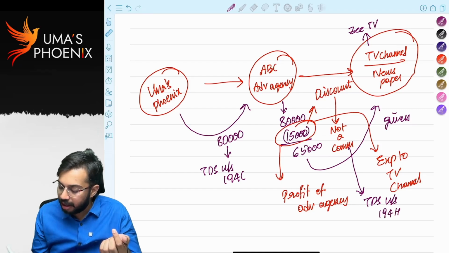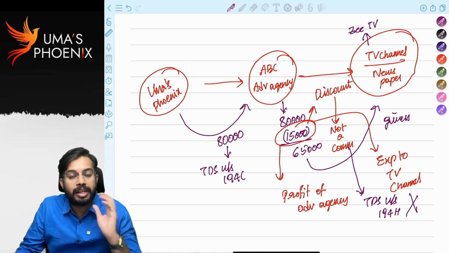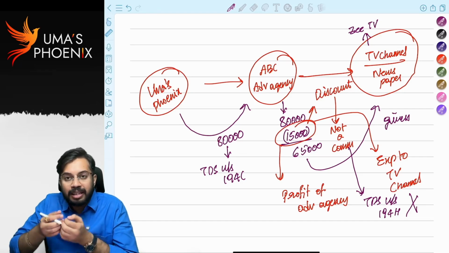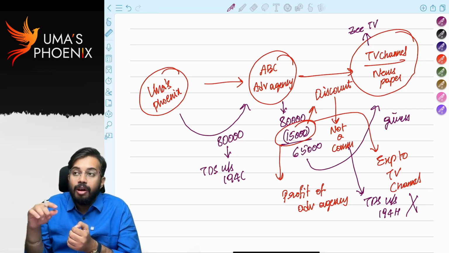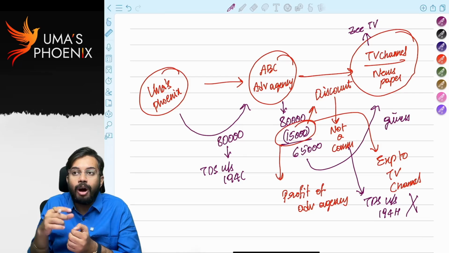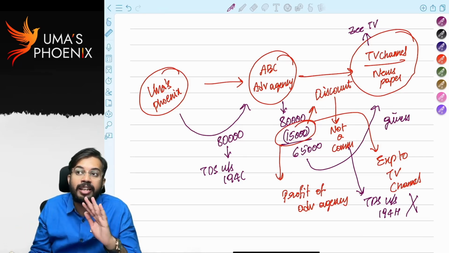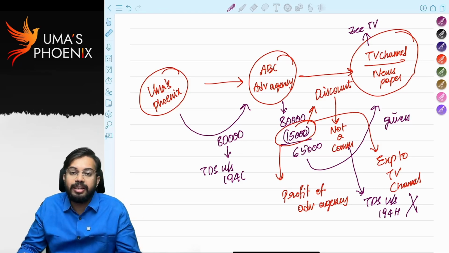So whenever a customer pays an advertising agency, on that payment the customer is required to deduct TDS under section 194C. The advertising agency will retain a certain amount and the balance will be paid to the news channel or newspaper. For the news channel or newspaper, whatever the amount 15,000 is, that is actually an expenditure, and it is termed as discount and not as commission in one of the case laws. As it is not a commission, no TDS is required to be deducted by the TV channel under section 194H. Is it clear?